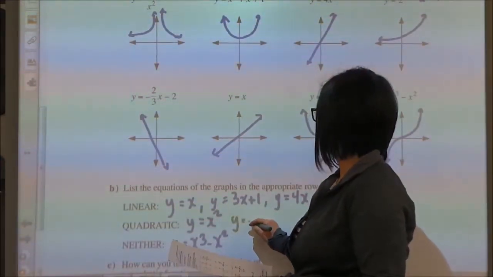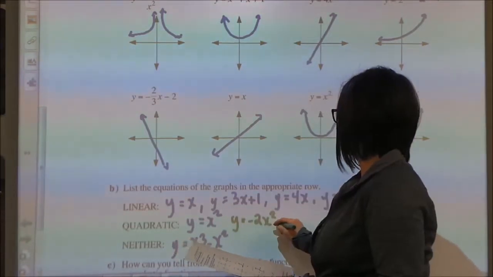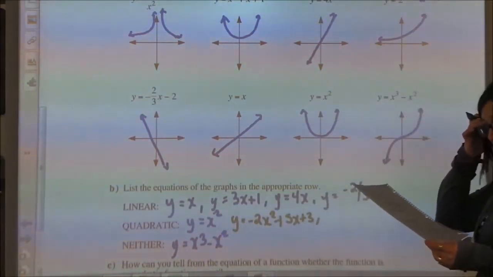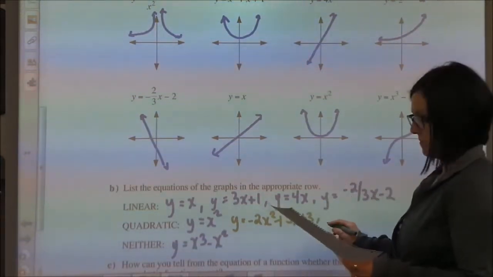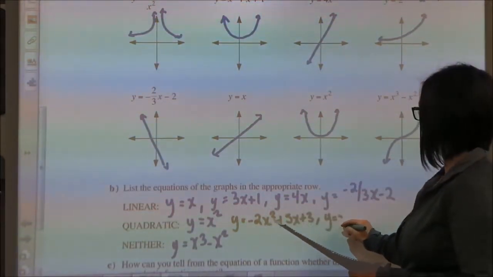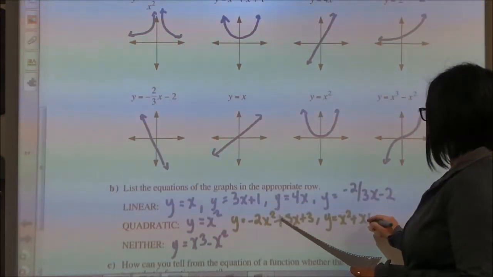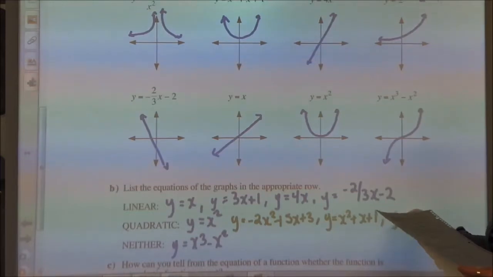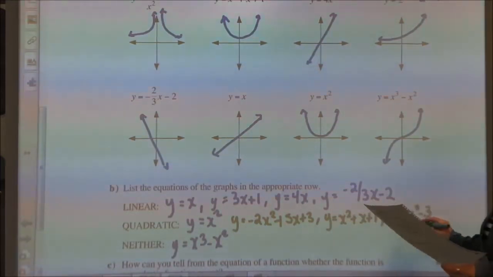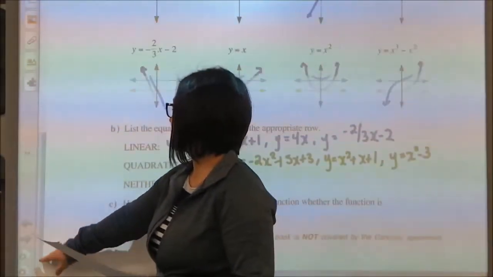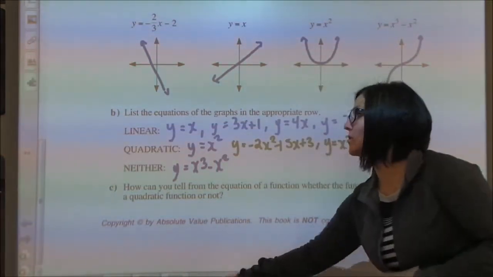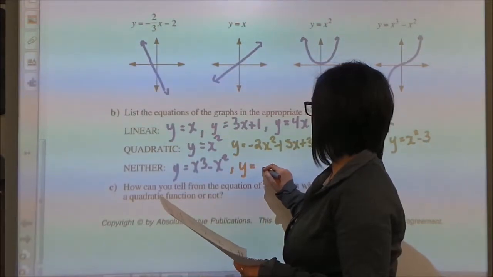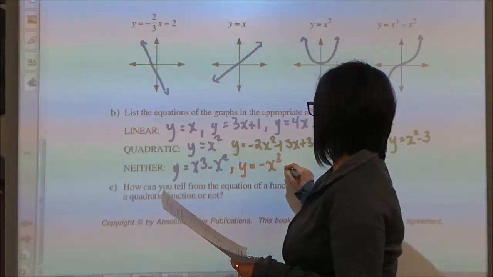Y equals minus 2x squared plus 5x plus 3. Okay. What's another quadratic one? X squared plus x plus 1. Okay, so y equals x squared plus x plus 1, and there's one more. Y equals x squared minus 2. Yep. Okay, and then we had the graphs that were neither quadratic nor linear. Which ones were those? Y equals minus x cubed plus 1.